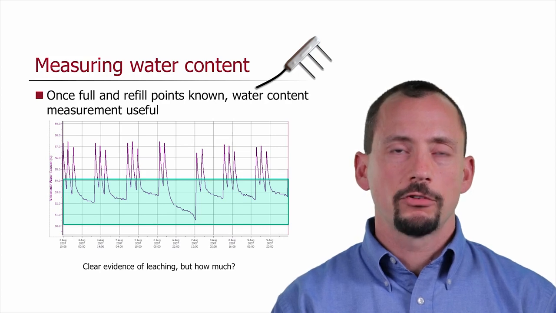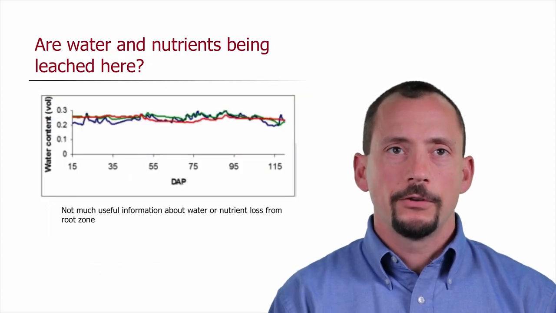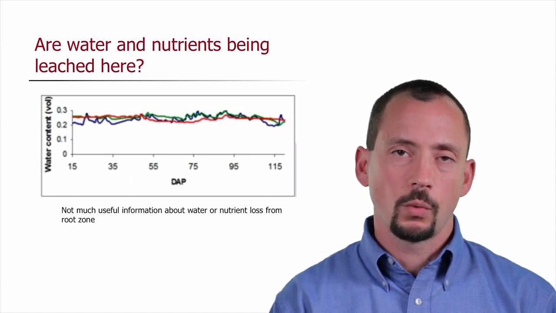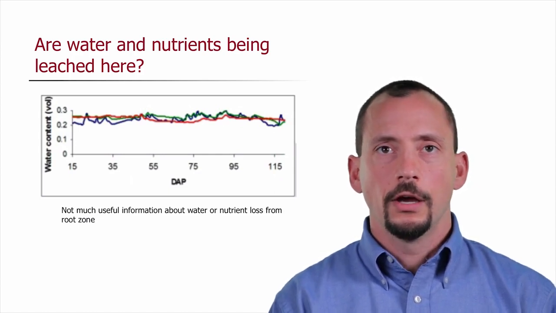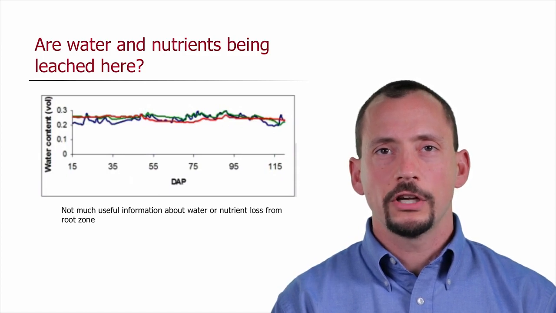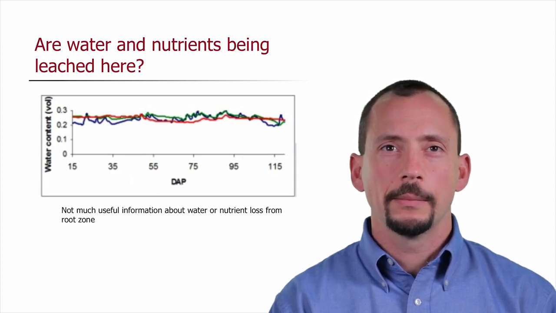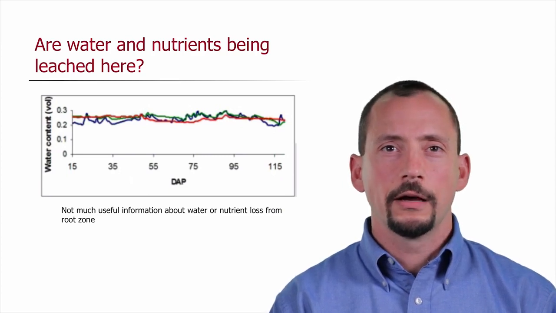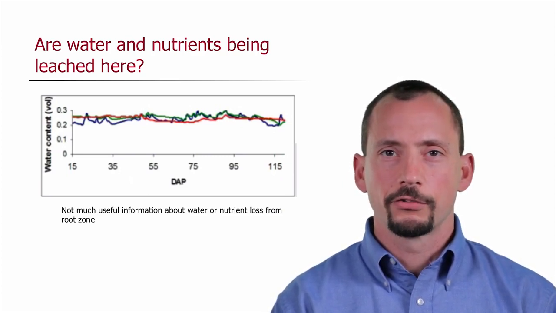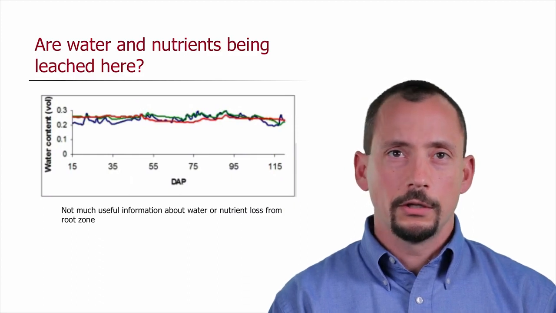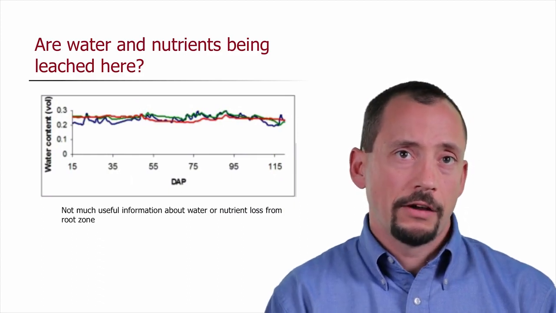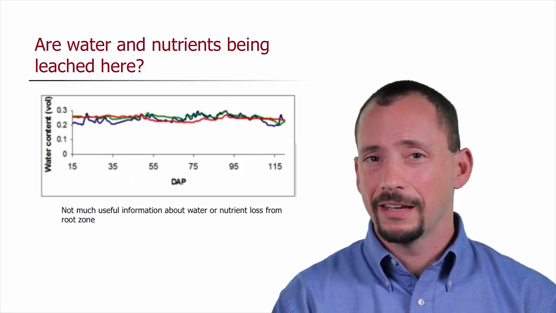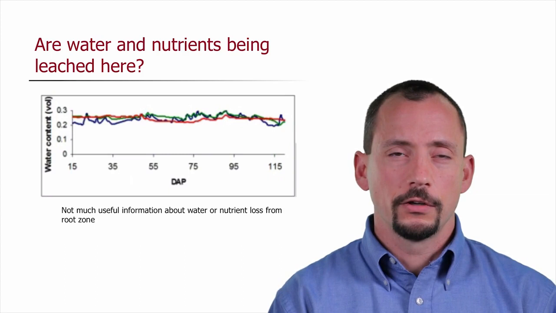Here's another graph that shows a field with very frequent irrigation, and you can see that the water content stays more or less stagnant, pretty constant across time in this field. So just from these data, would you be able to tell if water or nutrients are being lost from the root zone? Well, I would argue that you wouldn't be able to tell for sure. You have a pretty good idea that yes, you're probably getting some drainage, but being able to quantify that and being able to say for sure is pretty difficult.